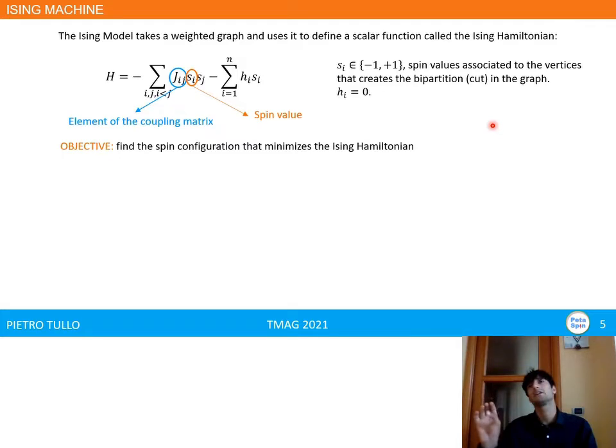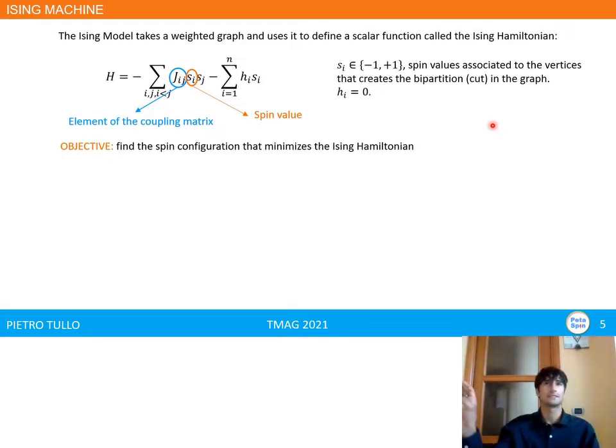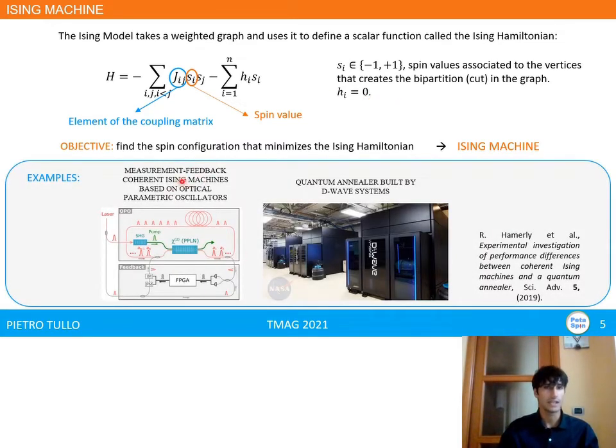So at the end, we will have some vertices of the graph with the spin value of +1 and other vertices with the spin value of -1. So we will have two groups, a bipartition, so a cut. The objective is to find the spin configuration that minimizes the Ising Hamiltonian. A physical system that can do it naturally is the Ising machine, and here there are some examples like the coherent Ising machine based on optical oscillators and the wave system solution, but both are complex machines, more expensive and also with little adaptability.